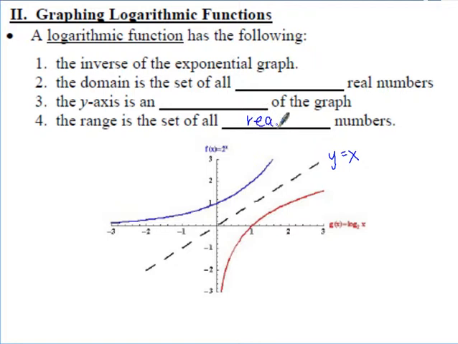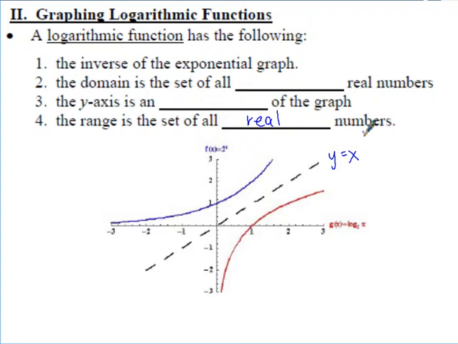Now your domain used to be all real numbers, but now if you look at your graph, it never stops going to the right. How far does it go to the left? It gets closer and closer to 0, but it never touches it, does it? Never touches it. So what happens is your domain is going to be all positive real numbers.